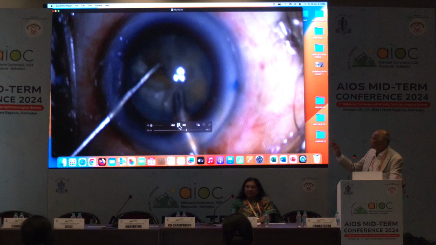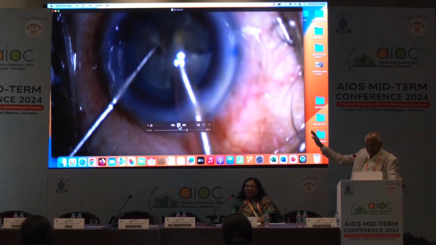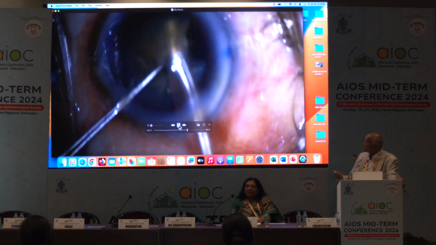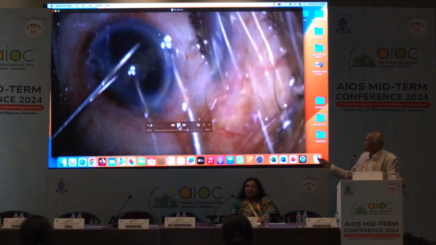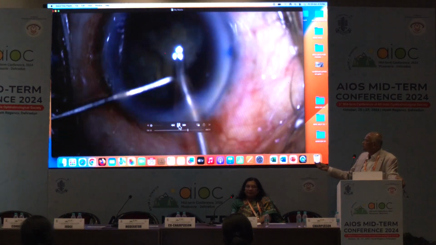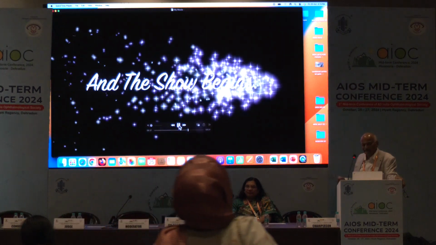Now see what I am doing. Can you see this? I have given peribulbar, and after giving the peribulbar, if you see the movements, we always say the pulse mode, then the other mode. Every pulse is done by the patient only. I am not doing any pulse.